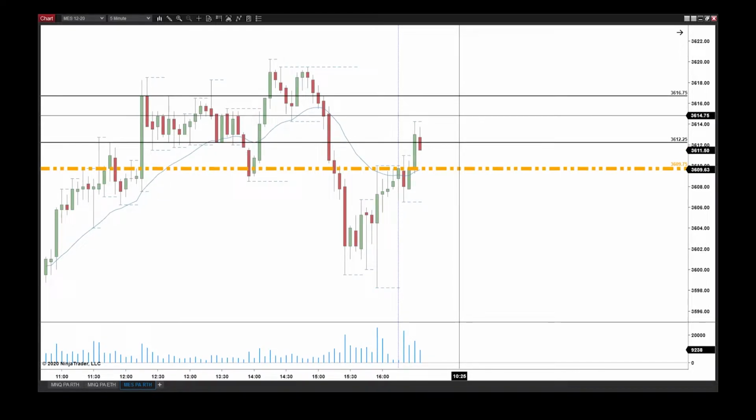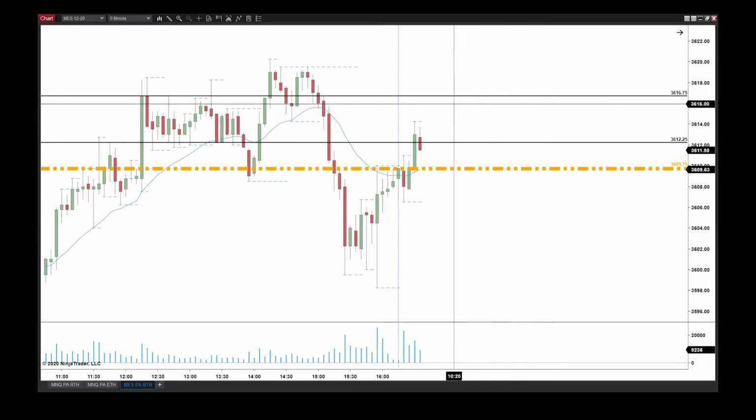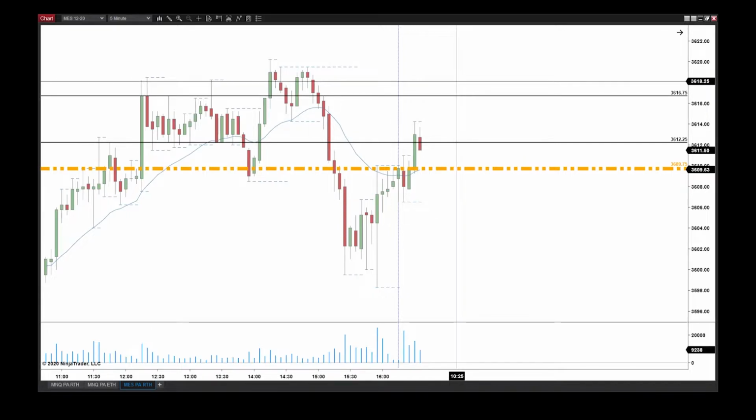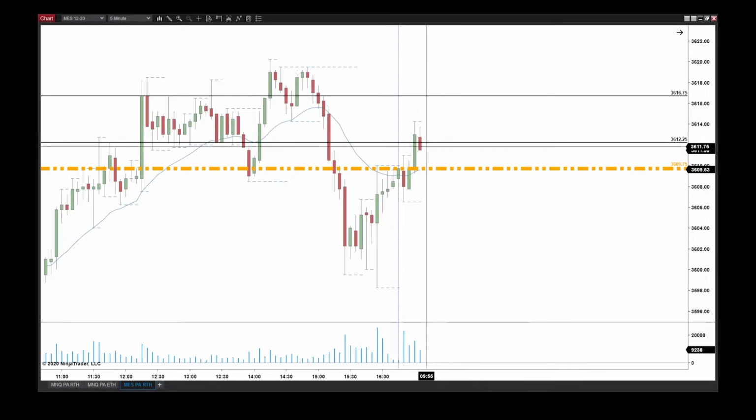Didn't do a whole lot. It was a total failure. Bulls wanted to see a big bull bar to the upside. That would have got that continuation all the way up to the 18s plus. They didn't get it. Totally fell on its face, rolled right back over, and now we have an inside bear bar.